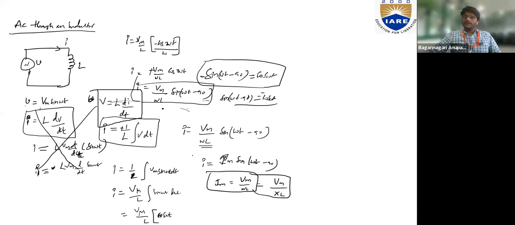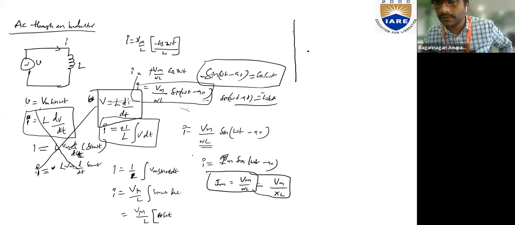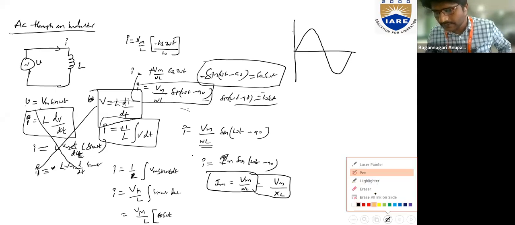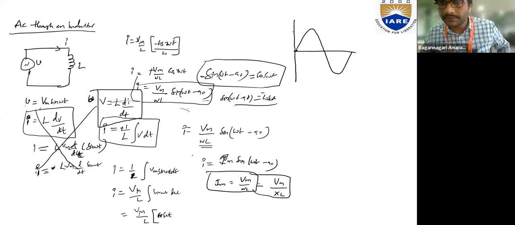So now if I want to draw the waveform for this, how do I draw the waveforms for voltage and current in an inductor? Suppose this gives a voltage waveform, right? And I want to give you some current waveform.